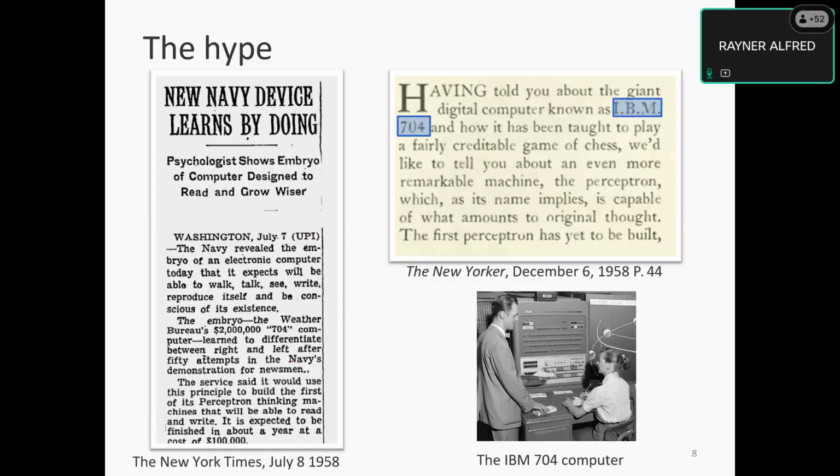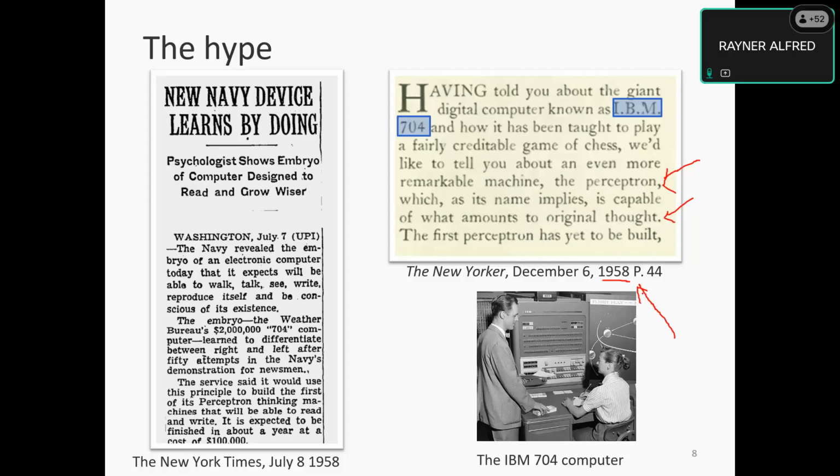Okay, so you see this neural network has been investigated since 1958. Having told you that the giant digital computer known as IBM 704 has been taught to play a fairly credible game of chess, we'd like to tell you about an even more remarkable machine, the Perceptron, which, as its name implies, is capable of what amounts to original thought. The first Perceptron has yet to be built.